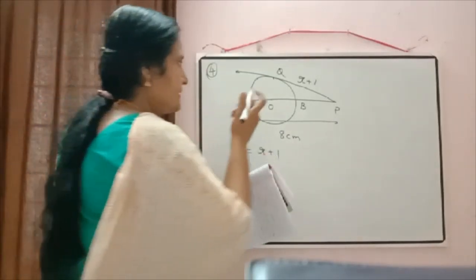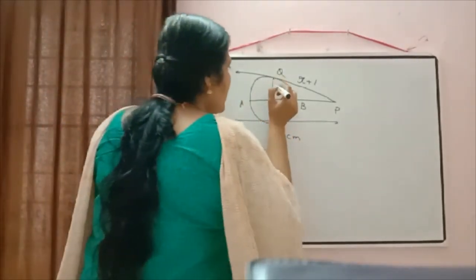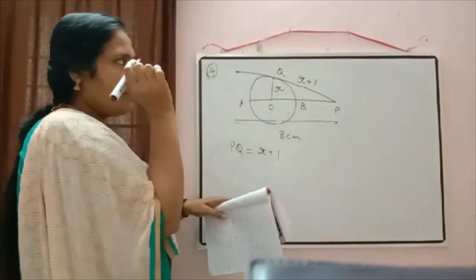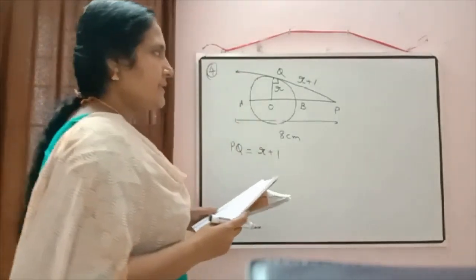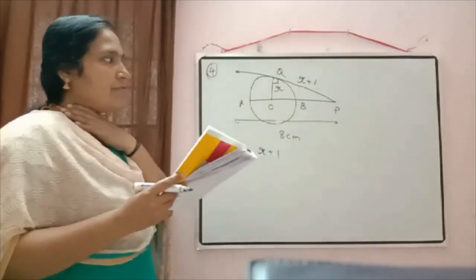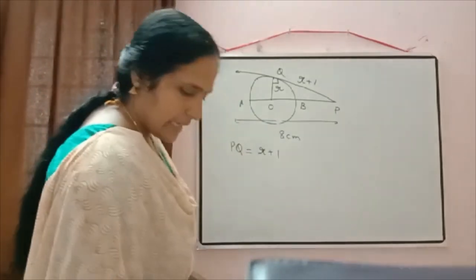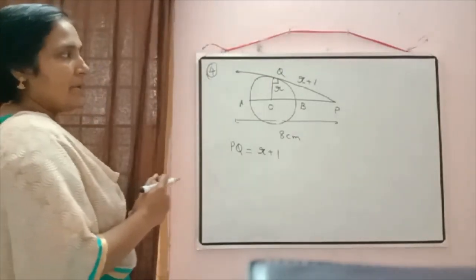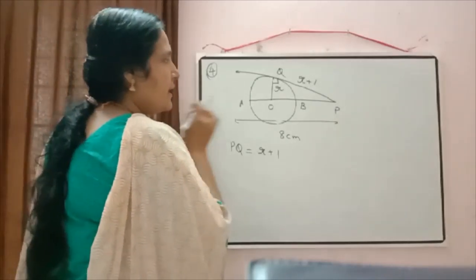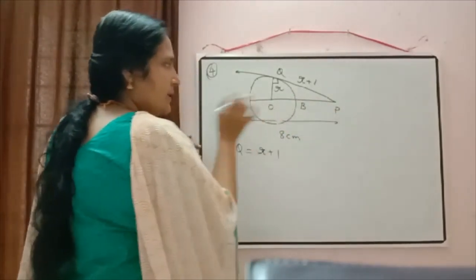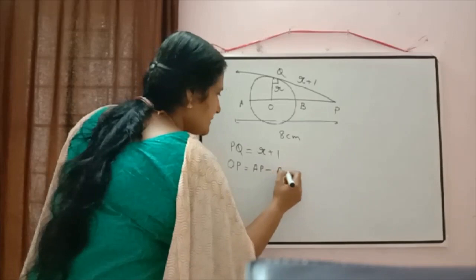In that one you can check what is OQ. OQ also is the radius only, so OQ is equal to r, and one more condition we have, that the radius is perpendicular to the tangent. Now if we get the value of OP, then we can calculate the radius. How do we calculate the value of OP? Yes, OP can be written as AP minus AO, correct?